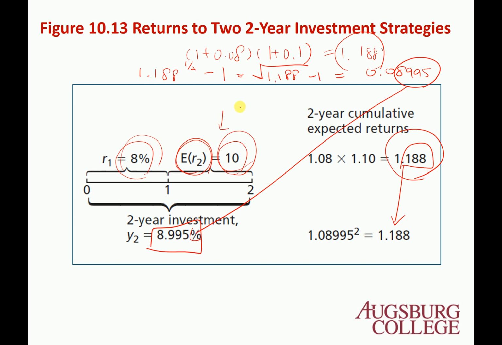This is also called the forward rate. Now this is called the spot rate. So the 8% is the 1-year spot rate. Now 10% is the year 1 forward rate, so the expected interest rate after 1 year. And then this Y2, which is the 2-year investment horizon, is called the spot rate for 2 years. So this is the 2-year spot rate.